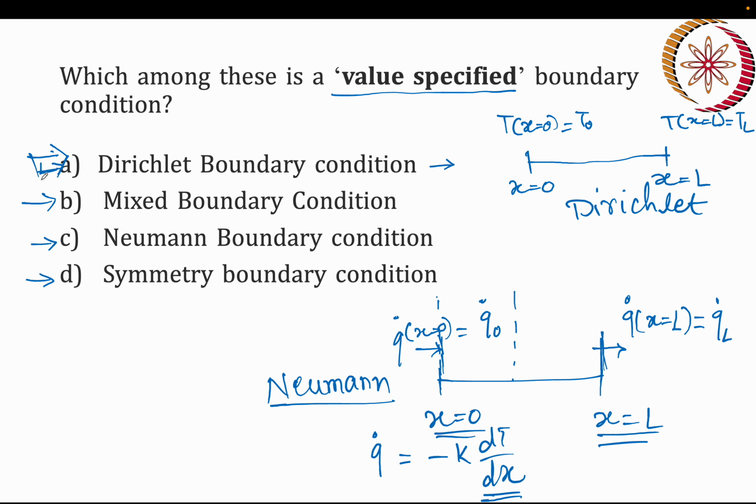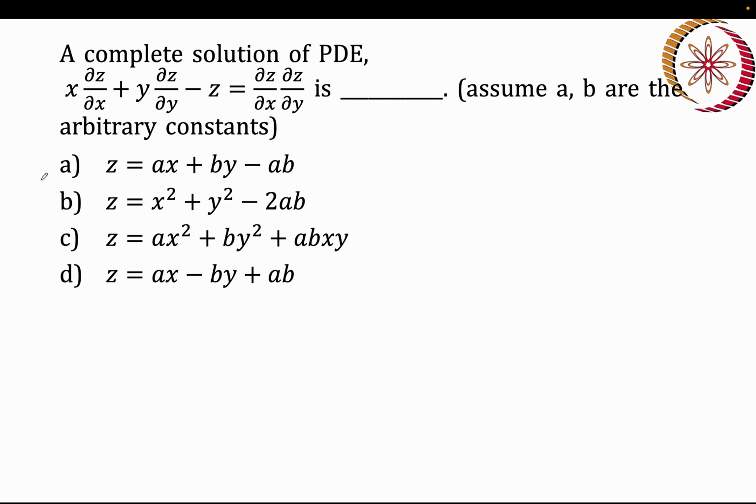Okay, so we'll go to the next question. The next question is the complete solution of a PDE. The PDE is given, and let's say A and B are arbitrary constants. Options are already given. One way we can try is to substitute these options and see which equation matches, and we will do that first. Once we get the answer, I will explain one more method which we can use to solve this type of equation.